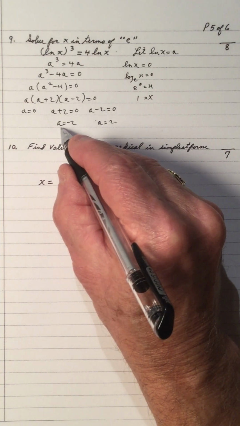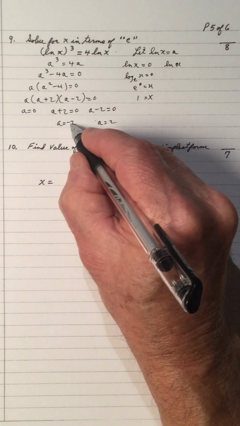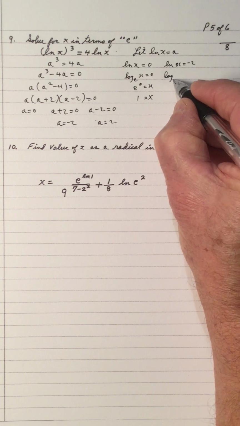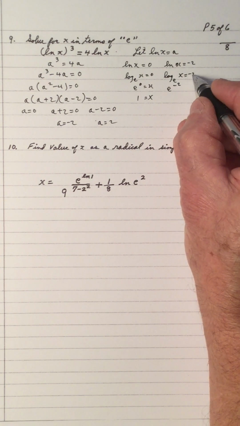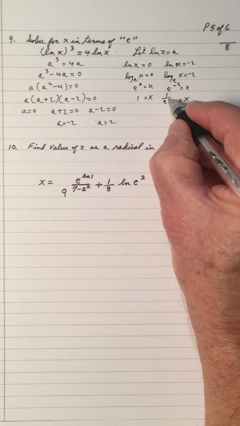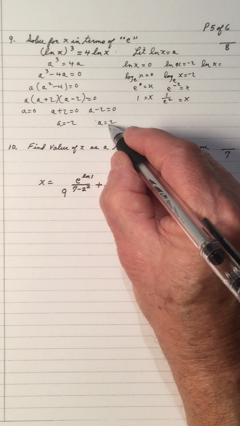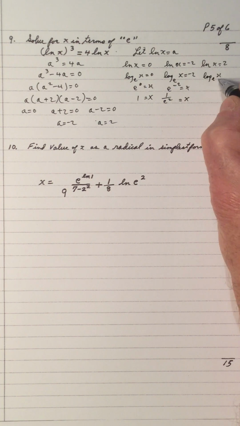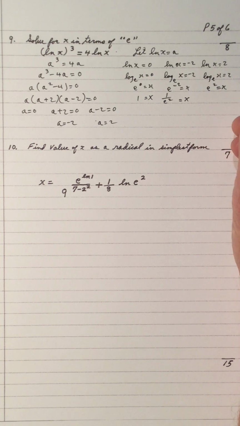We have right here, the ln of x is equal to negative 2. So again, log base e of x equals negative 2. So e to the exponent negative 2, so x is the reciprocal, 1 over e squared. And we have the ln x is equal to 2. A is 2. So we have log of x base e equals 2. So e squared equals x.